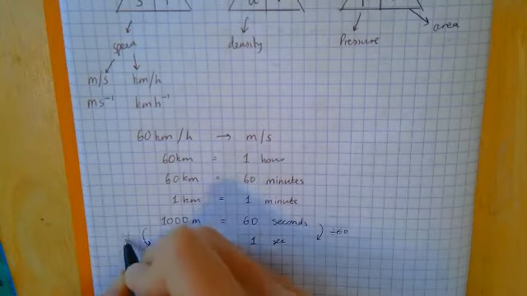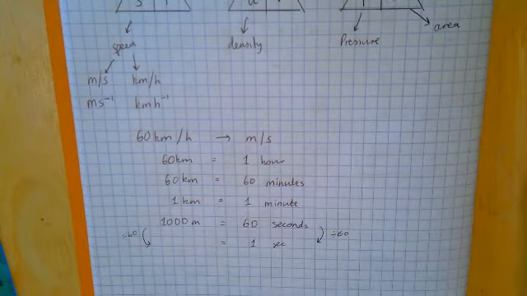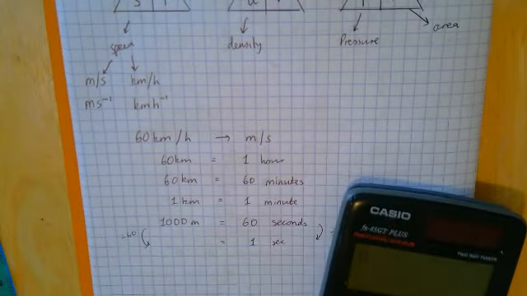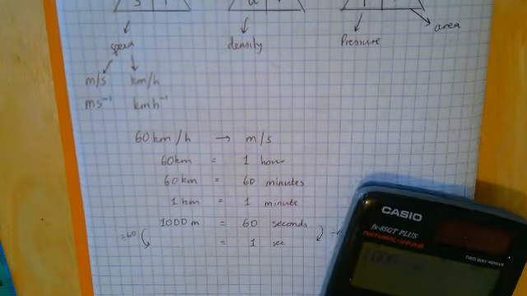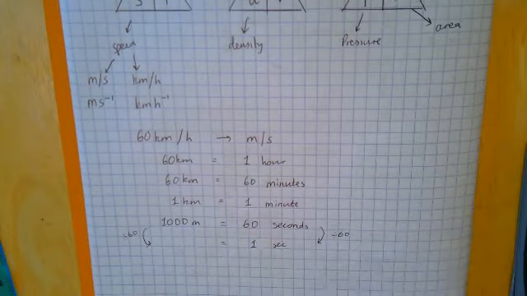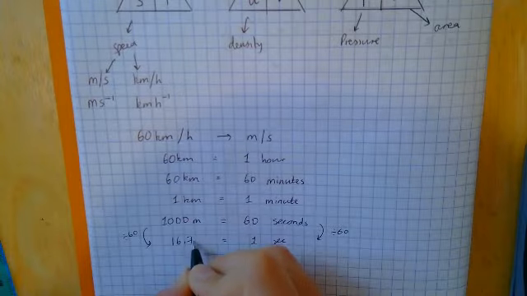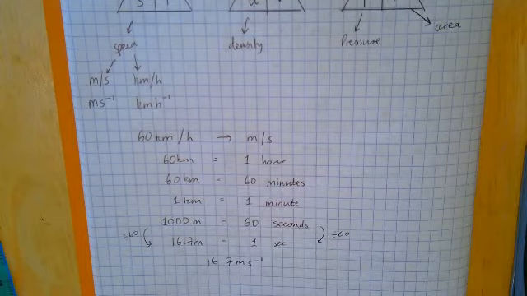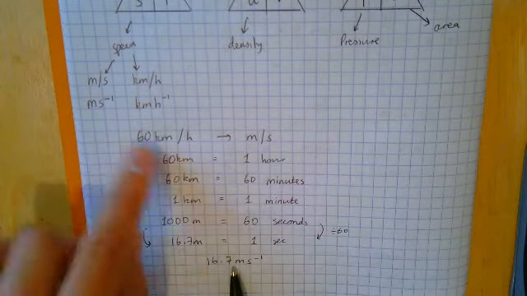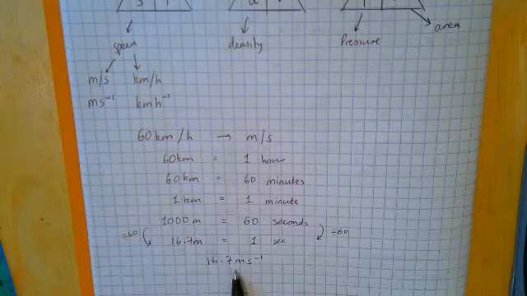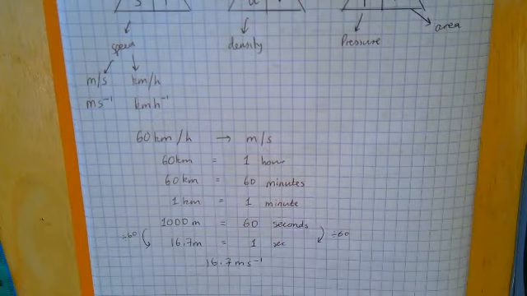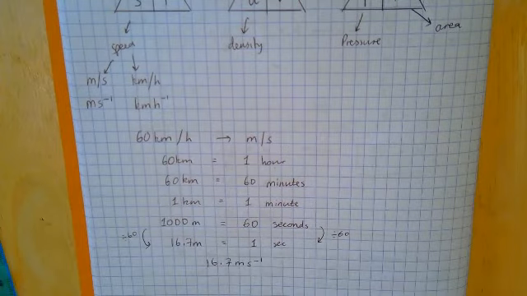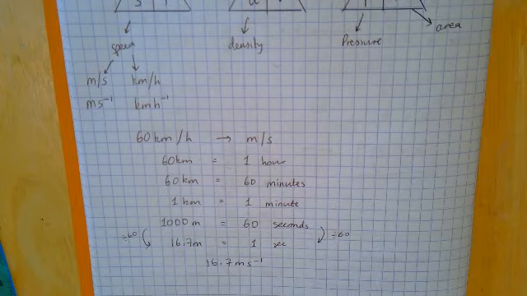So I've divided that side by 60. So divide that side by 60. She says, trying to find a calculator. So 1,000 divided by 60, which gives me 16.7 meters, which would be 16.7 meters per second. So that speed and 60 kilometers per hour are the same thing. You just need to build it up systematically. Never try and do it in one jump.